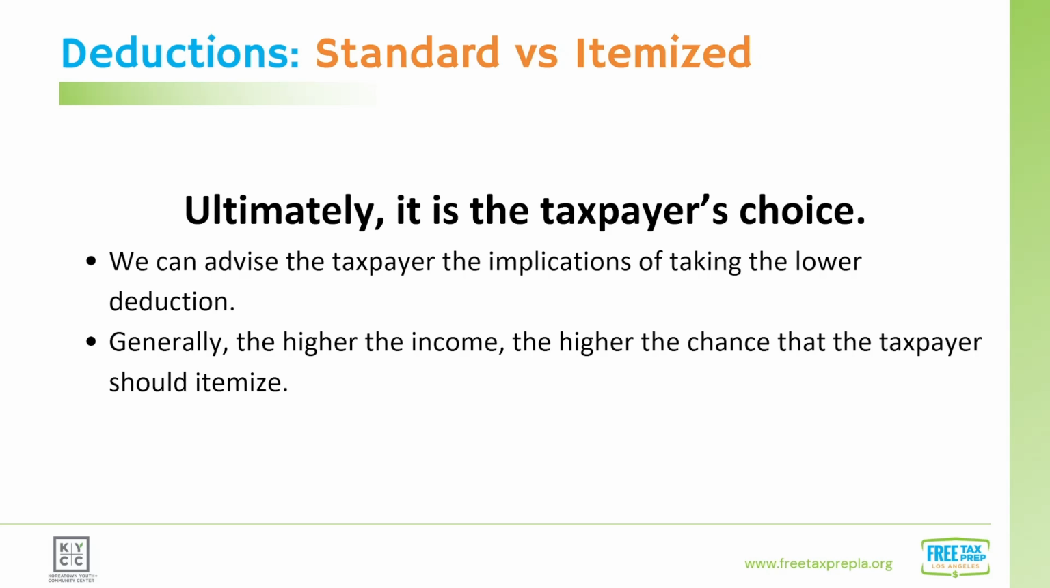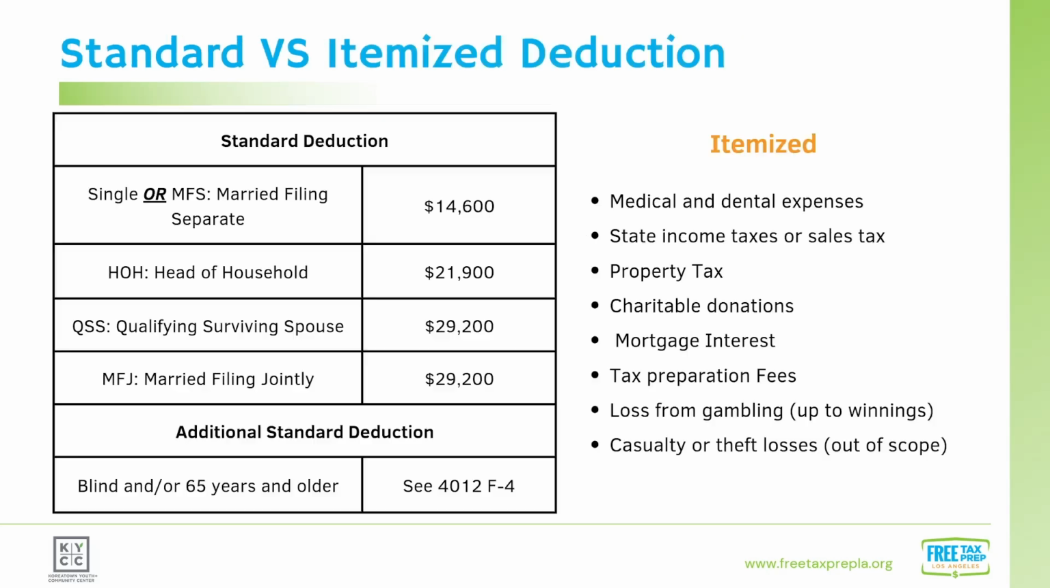Just to hammer it in again, when it comes to standard versus itemized deduction, ultimately it is the taxpayer's choice. We can advise the taxpayers of the implication of taking the lower deduction, and generally, the higher the income, the higher the chance that the taxpayer should itemize. Again, you do generally want to take the higher deduction. On the left, you'll see the total amounts of standard deductions depending on filing status. And on the right, you'll see a list of the itemizable deductions. Generally, you want to take whichever one is higher.